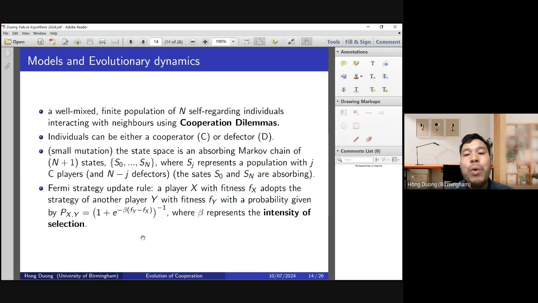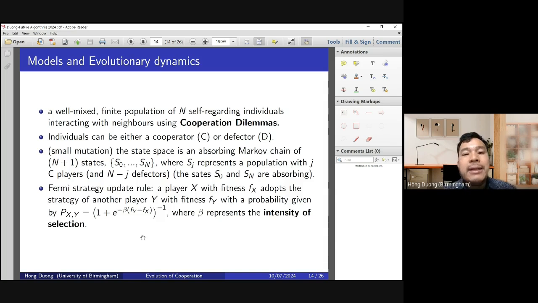I will explain two cooperation dilemmas later on. Each player can be either a cooperator, who will pay something, or a defector. We consider small mutation, so the state space of the population can be modeled as a Markov chain of N+1 states, S0, S1, up to SN, where Sj represents a population with j cooperators and N minus j defectors. So it just depends on the number of cooperators in the population.